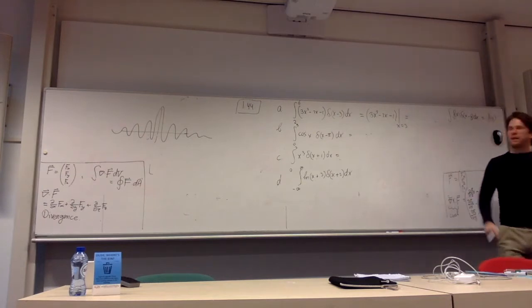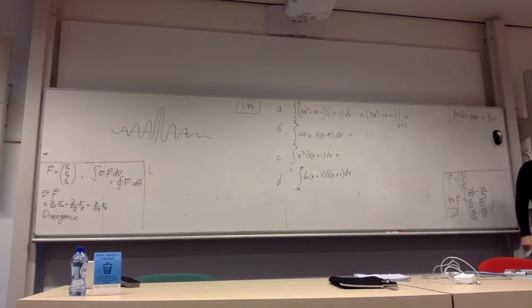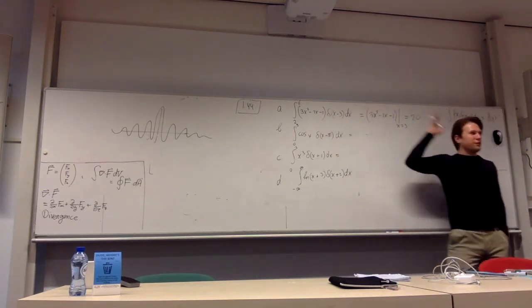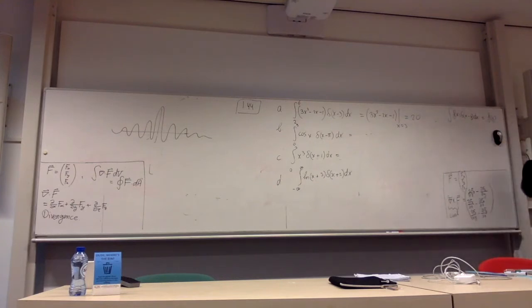Maybe we're even smart enough to pick out what that number is. 3 to the power 2 is 9, times 9 is 27. Minus 6, 21, minus 1, 20. It looks so difficult, it's just 20. That's easy enough, isn't it? So the number that comes out of the integral, the range of the integration doesn't really matter.